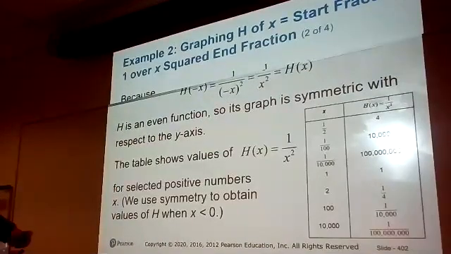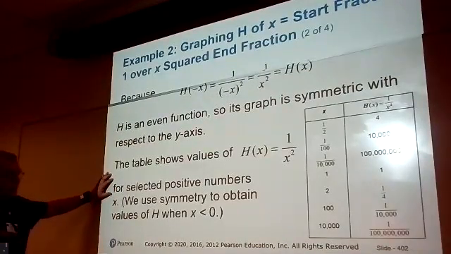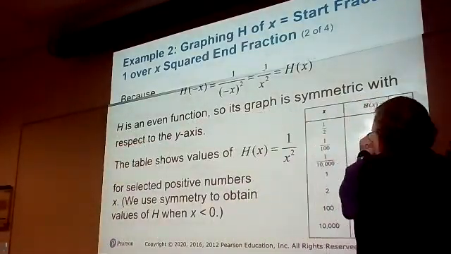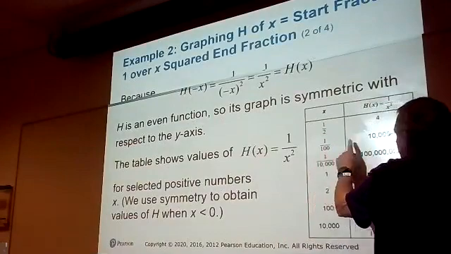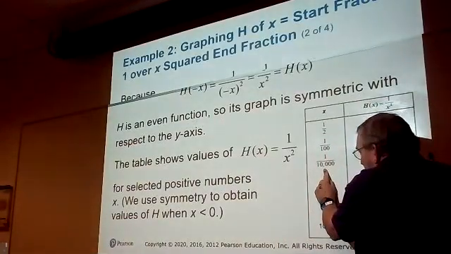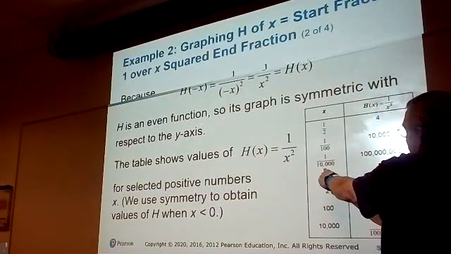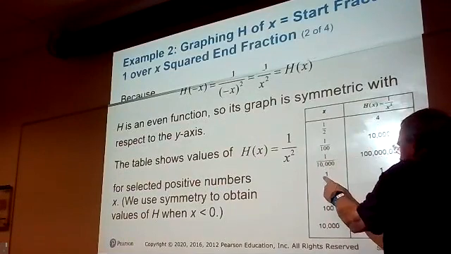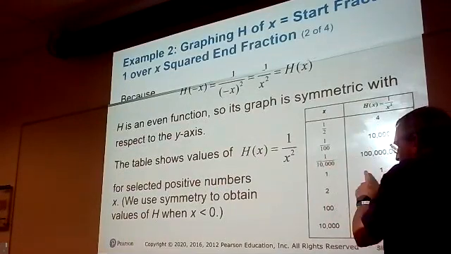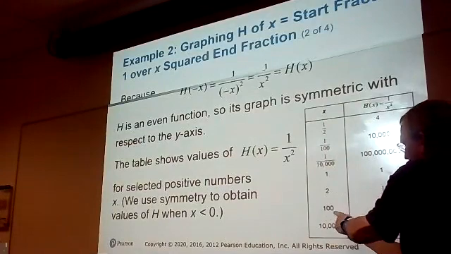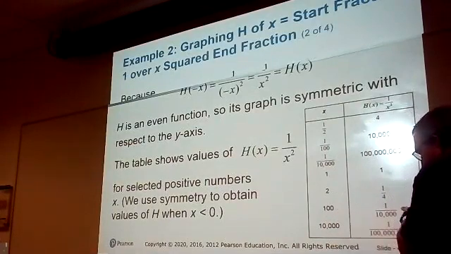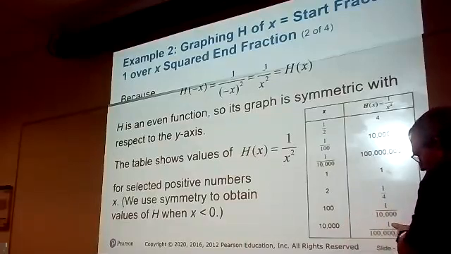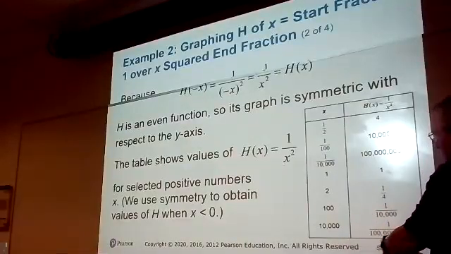And so we only needed to select the positive numbers for x because negative 1/2 will give us 4, and negative 1/100 will give us 10,000. Negative 1/10,000 will give us 100 million. Negative 1 will give us 1. A negative 2 will give us 1/4. A negative 100 will give us a positive 1 over 10,000, and a negative 10,000 will give us 1 over 100 million.